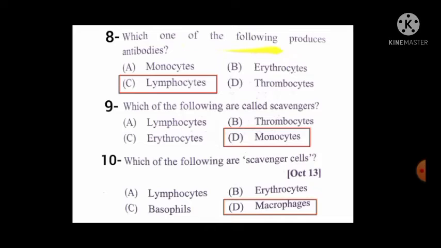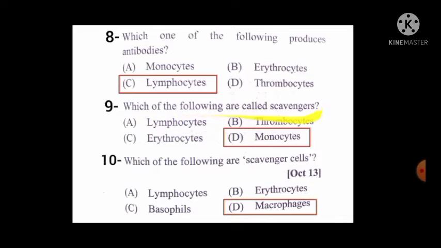Which of the following produce antibodies? Monocyte, erythrocytes, lymphocyte or thrombocyte? Lymphocytes are producing antibodies. Lymphocyte is a type of WBC which is an agranular WBC. Monocytes and lymphocytes are agranular WBCs or leukocytes.